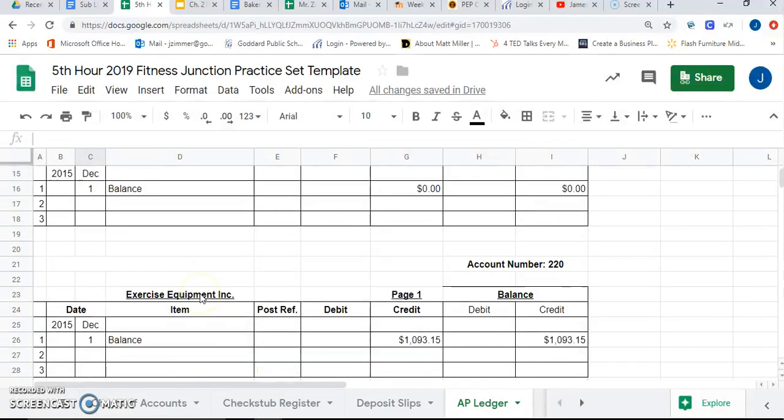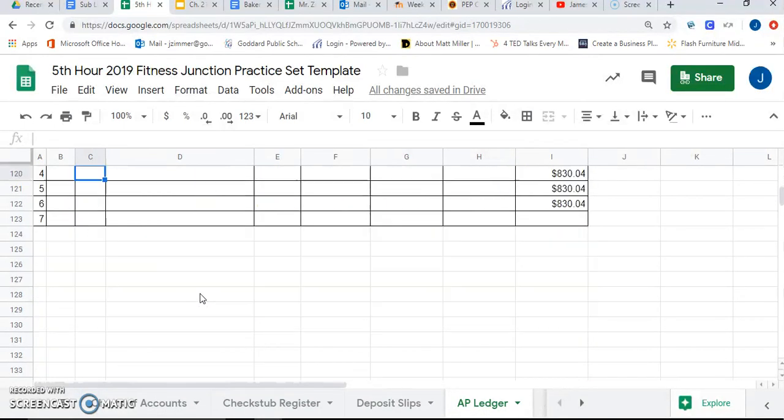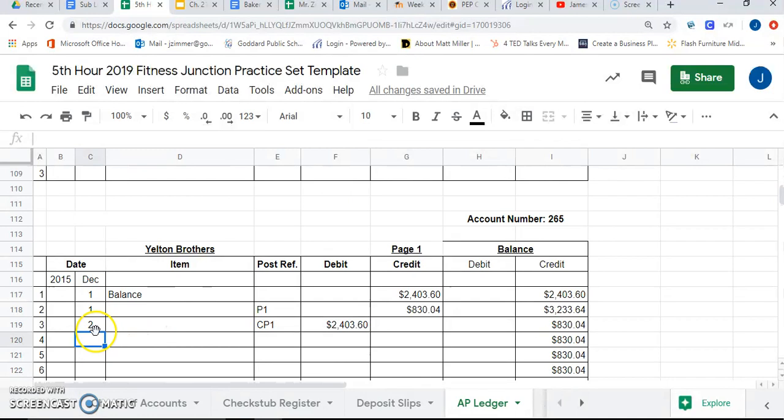Let's see, we need to find Yelton Brothers there at the bottom. There we go. All right, there it is. On the second, CP1, we had 240360. And look, before we had purchased that, it became a payable to us, and now we're paying it off. So that should zero those two amounts out, and you would have left the 830.04 that we just purchased.